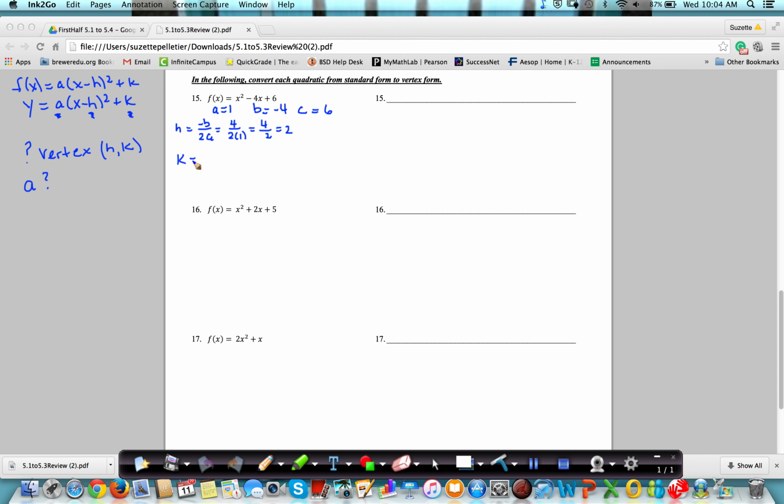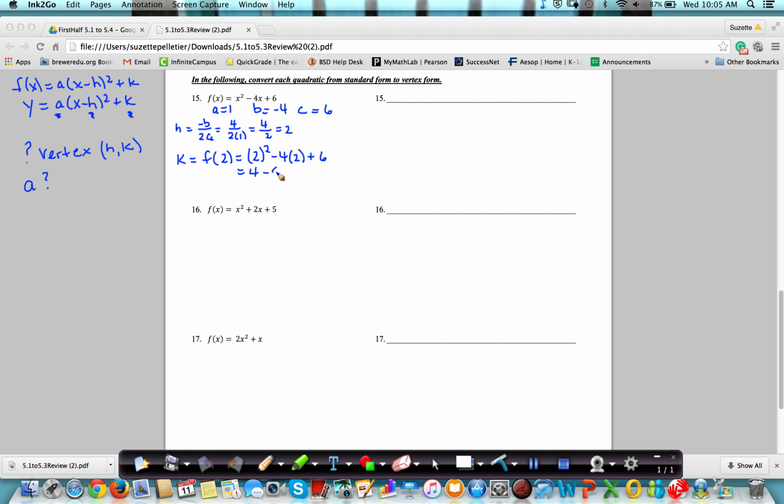To get the k coordinate of my vertex, I plug in what I just found. So 2 squared minus 4 times 2 plus 6. 2 times 2 is 4.